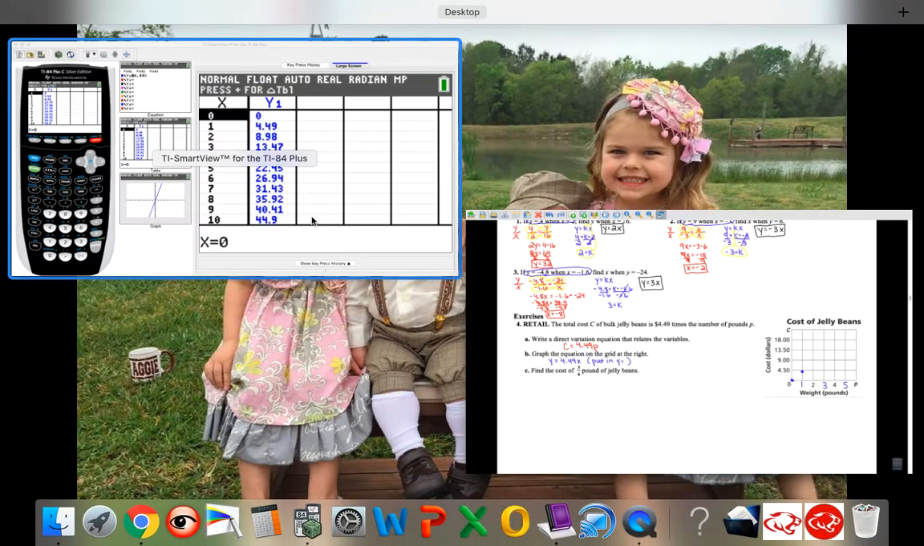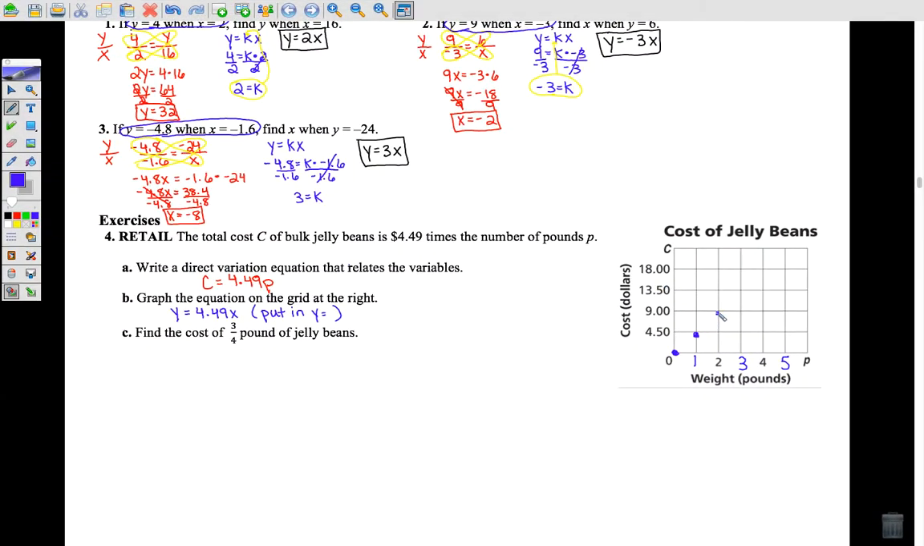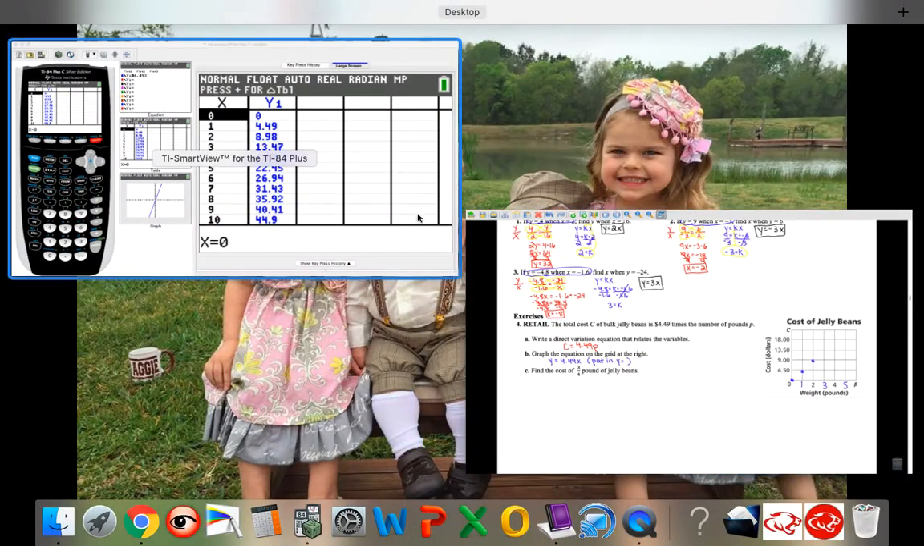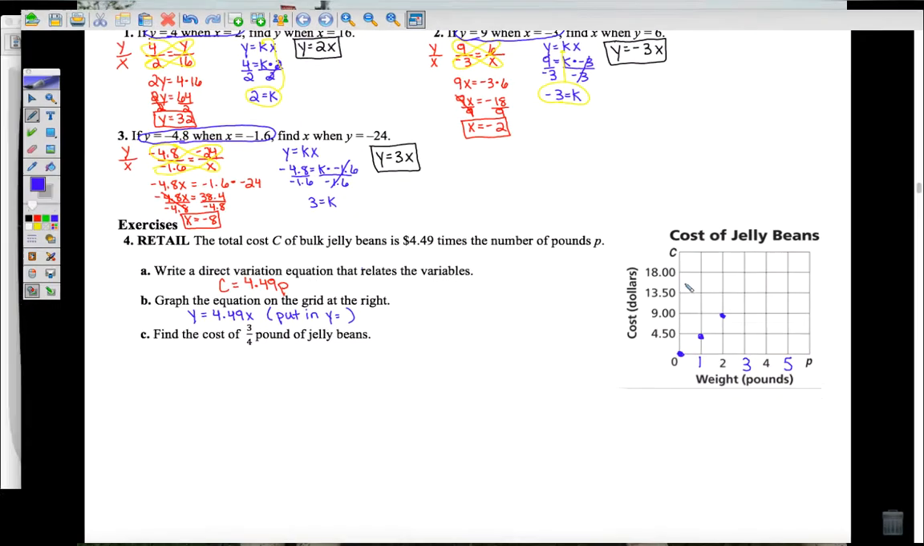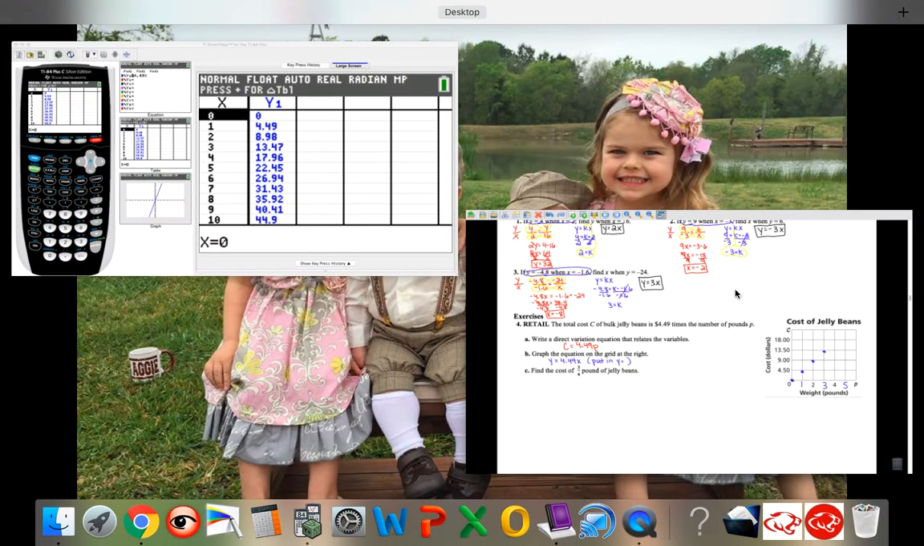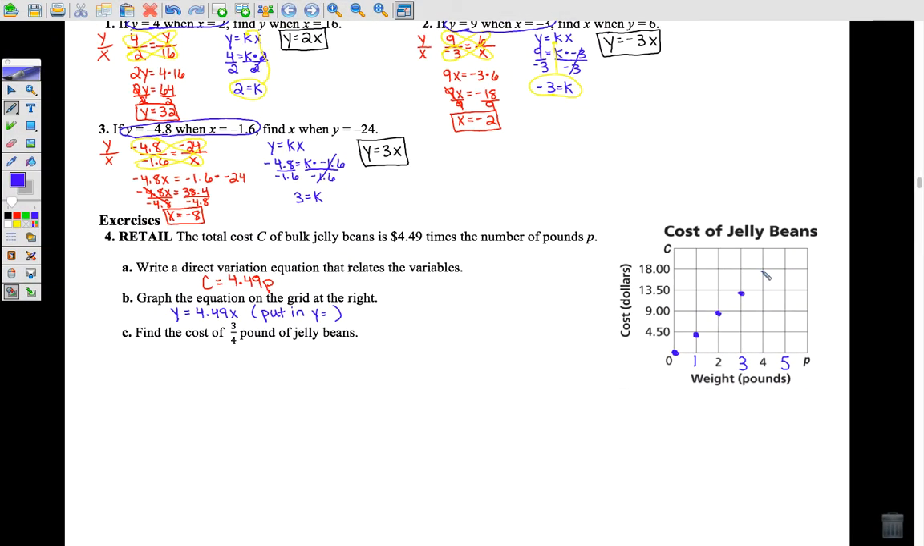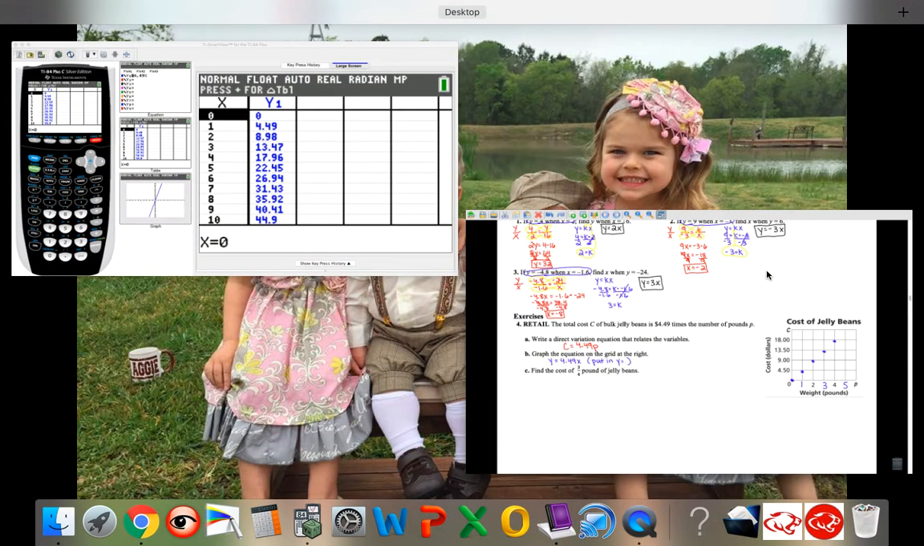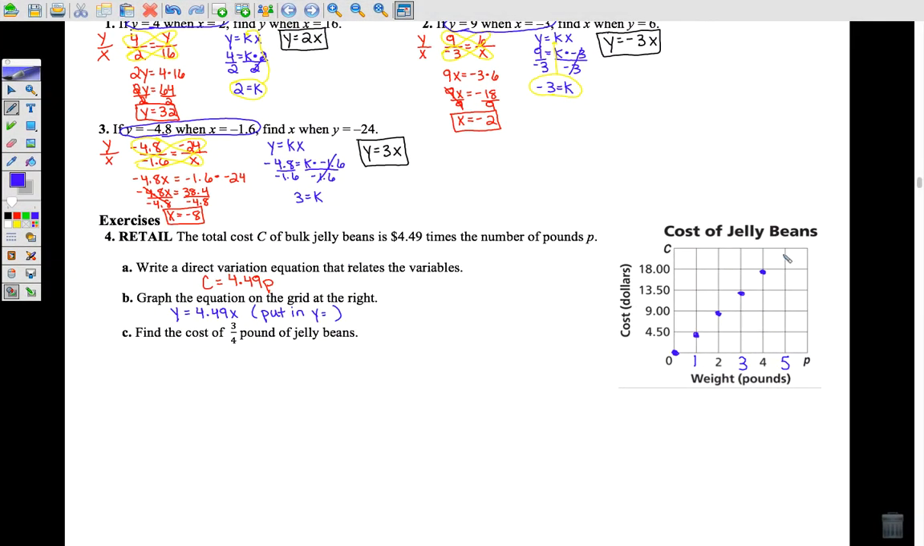Okay, at 2, so here's my 2, I'm at 8.98. So 2 is 8.98, so right below 9. At 3, we were 13.47, so right below the 13.50. 4 is 17.96, so 17.96 right below here. And then 5 is going to be 22.45, so I'll just go ahead and put that right above here. So I'm going to go ahead and connect my dots. Draw my arrow.